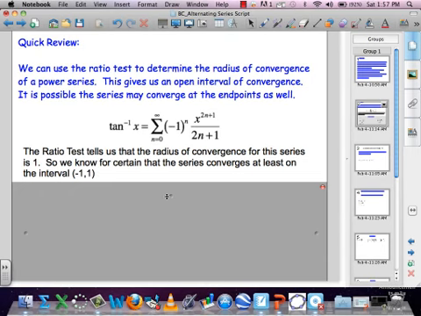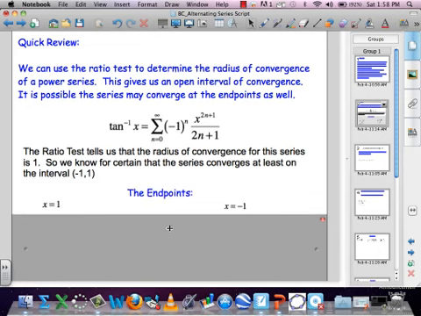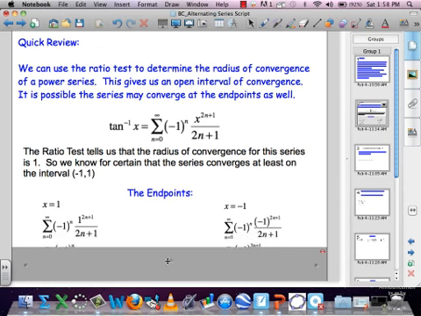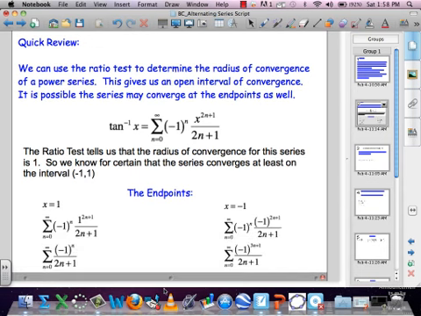So how do you go about doing that? Well, we first start by plugging in those two values for x and see what series comes out. If we plug in x equals 1, we will get the series negative 1 to the n times 1 to the 2n plus 1, and that's always 1, over 2n plus 1. So it's really this series right here: negative 1 to the n over 2n plus 1. And if we plug in x equals negative 1, we obtain negative 1 to the n times negative 1 to the 2n plus 1 over 2n plus 1.